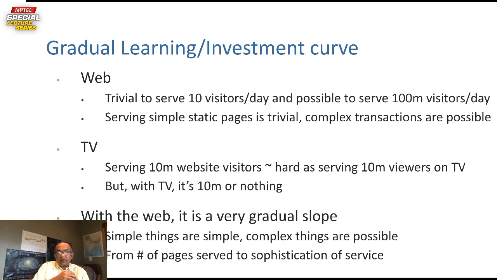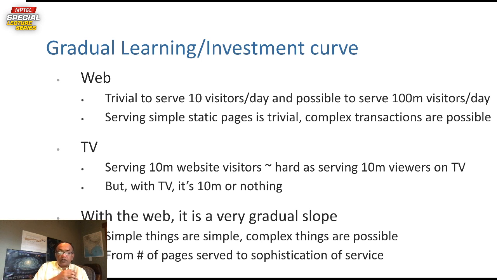So let's consider something like a TV show or creating a movie. On a TV show, serving 10 million visitors or viewers is just as hard or easy as serving 1 million. Because all the investment is upfront. With the web, it is utterly trivial to serve, say, 10 visitors a day. And then if you want to serve 100 million visitors a day, you have to put up more investment. If you want to simply put up a simple static page, it's trivial. You can also do incredibly complicated things. And what this means is that it's a very gradual slope. Simple things are possible, complex things are possible.